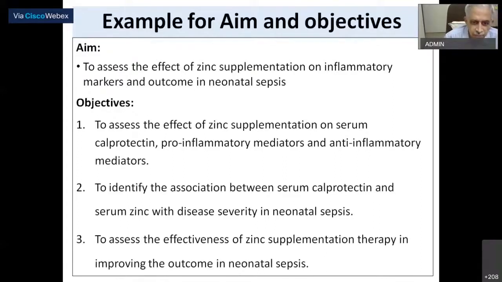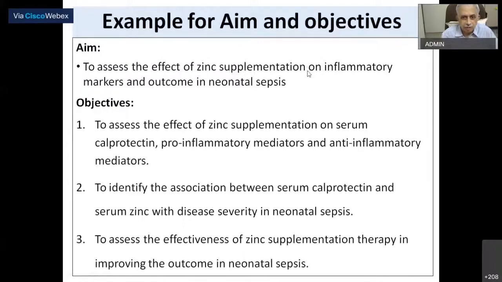So this will also tell us whether it's by chance or scientifically there is some basis. We also want to identify the association between the serum calprotectin and serum zinc level in neonatal sepsis. When the zinc level goes up, whether the calprotectin levels come down or the other way around, what is happening. So that we want to check. Then the third objective will be the effectiveness of zinc supplementation therapy in improving the outcome in neonatal sepsis. So these objectives are derived from the aim.